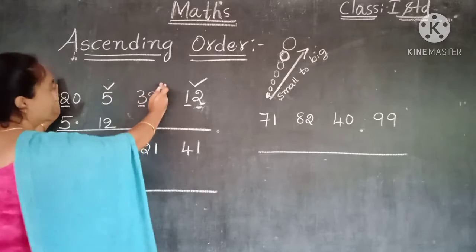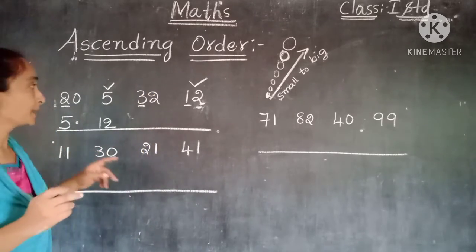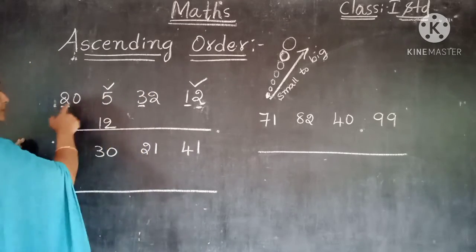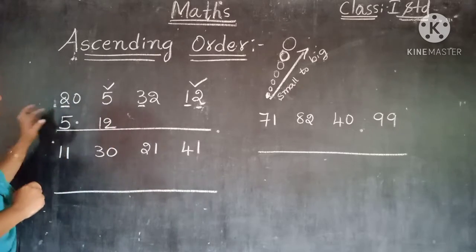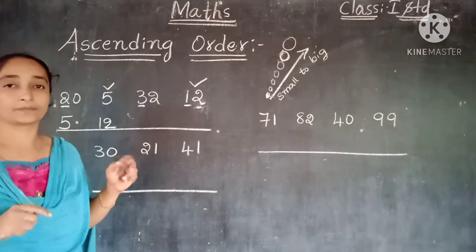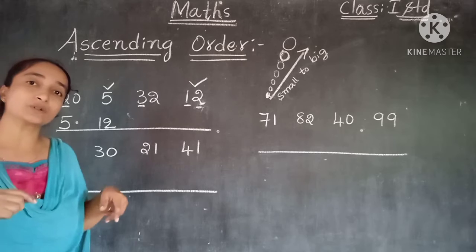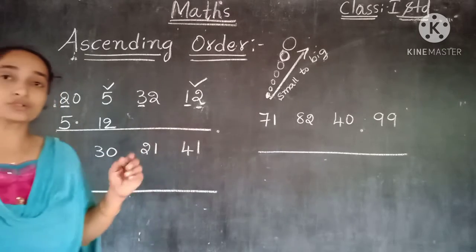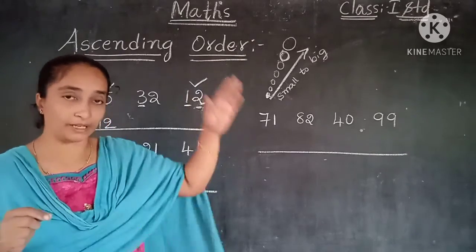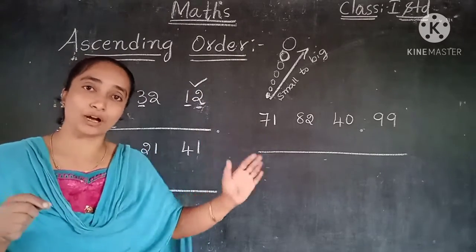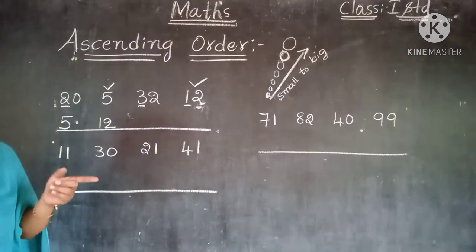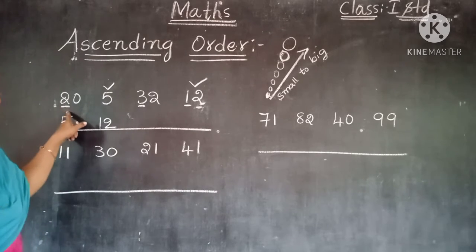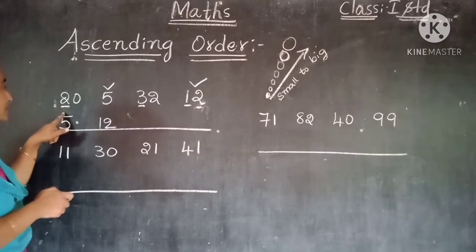Now 20 and 32. Here we have two numbers again. So again we are checking the tens place. 2 tens and 3 tens. Which is the small number again? Small only we have to take out, not the big number. Ascending order means small to big. So always you have to check the small numbers. 2 and 3, which is the small one? Yes, 2 is the small one.